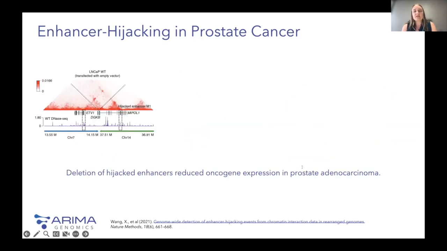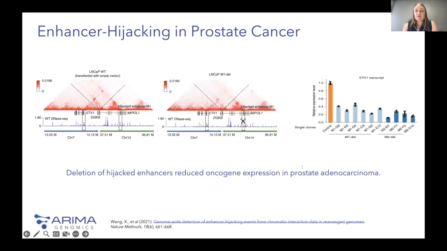So to prove that these regions were functional, the authors of this study removed the enhancer sequences using CRISPR-Cas9. And they were able to demonstrate a clear reduction of the looping interactions across that breakpoint, as well as a reduced expression of the ETV1 transcript. So as you can see, this is a really exciting case where we can measure directly how that structural rearrangement of the genome can affect the regulation of the genes surrounding that breakpoint.